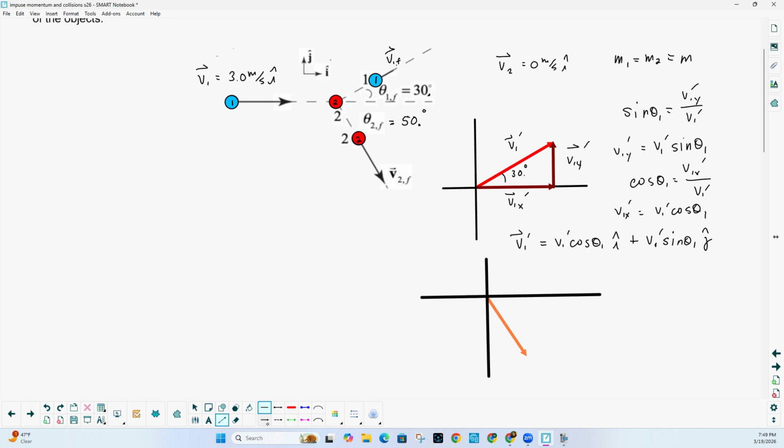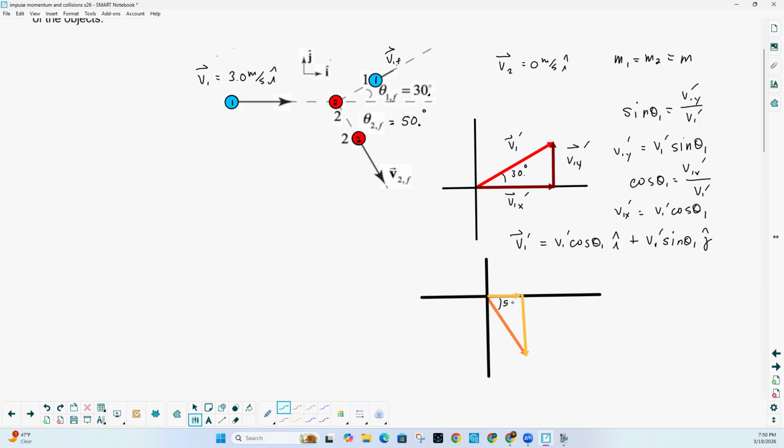Okay, now in order to draw the components, I'm going to change the color just a little bit. This is going to be my x component, and this is going to be my y component. Remember, all I have to do is project it onto the x-axis and project it onto the y-axis. I'm going to move this up just a little bit. There we go. It's not quite straight, but it will do.